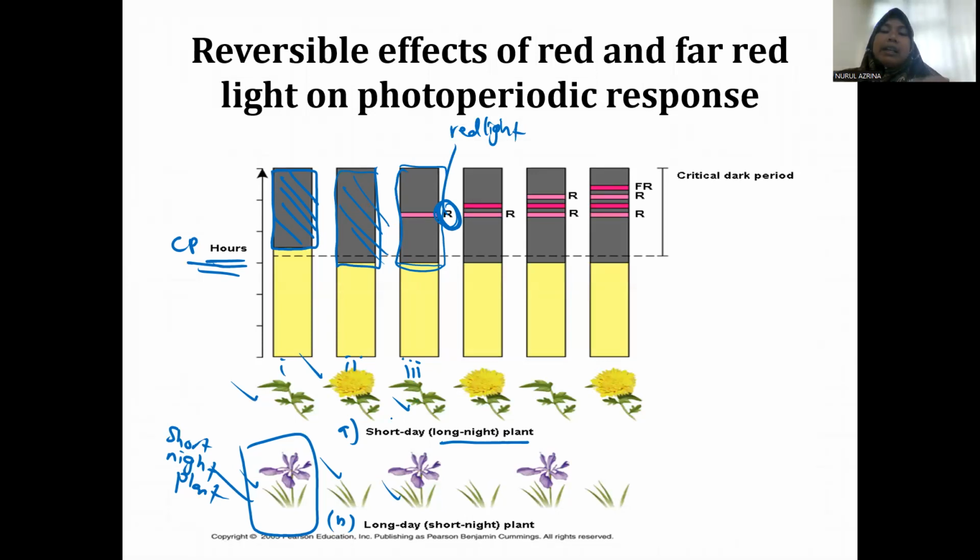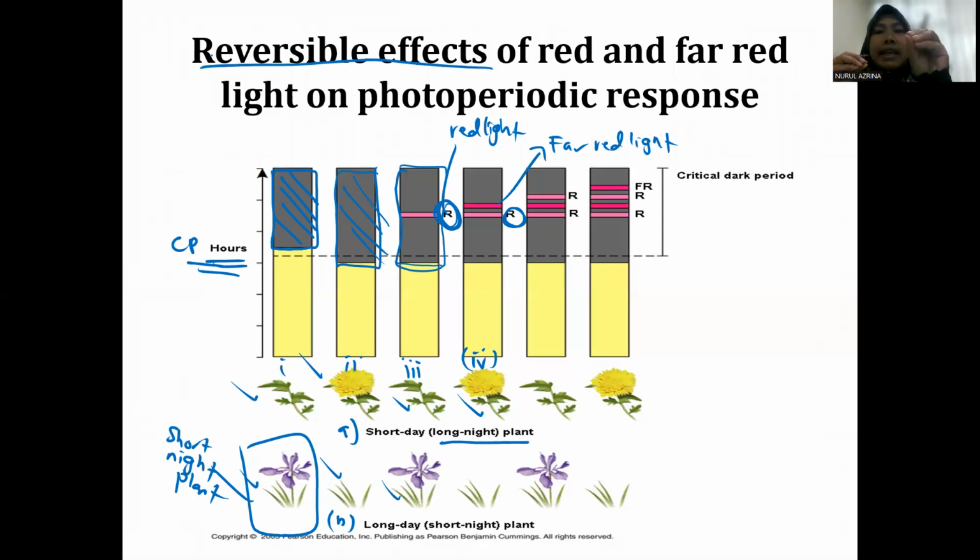Now let's go to experiment 4. In experiment 4, the same exposure has been given, but you can see what happened to plant A. Plant A is flowering as it is given a flash of red light followed by a flash of far red light. What happened actually? Why is the plant suddenly flowering? So this is what we call the reversible effect between red and far red.